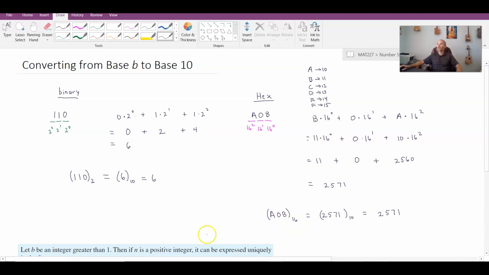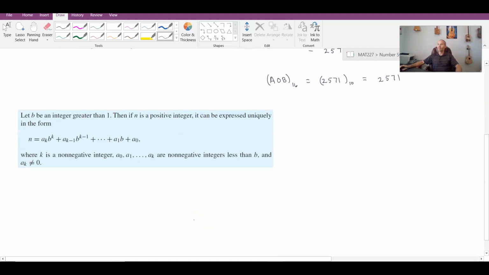So to formalize this a little bit more, this theorem states that let b be an integer greater than 1. Then if n is a positive integer, it can be expressed uniquely in the form n equals, and you can kind of see already the structure of what's going on here. Now n is typically our base 10 value, and b is the base whatever we're working in. So I'll just call this base b.